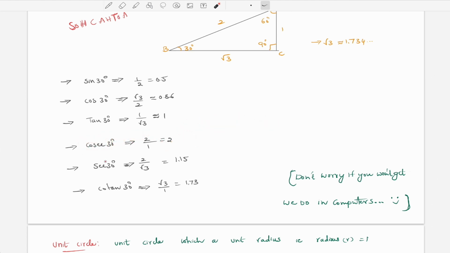Right? So what is the secant? Secant means 1 by root 3 by 2. Then that will become 2 by root 3, and that is approximately equal to 1.15.